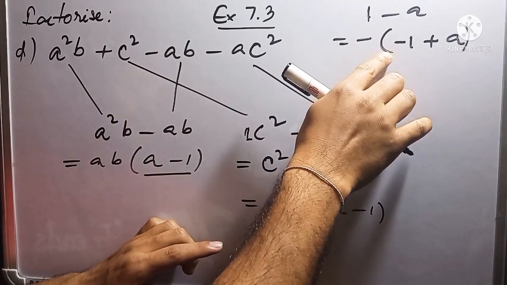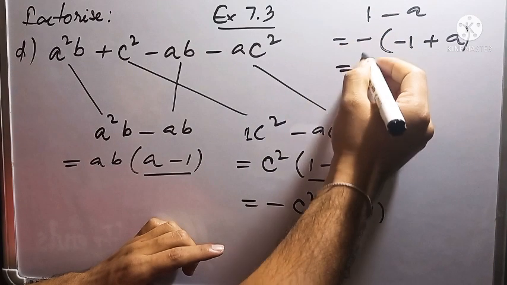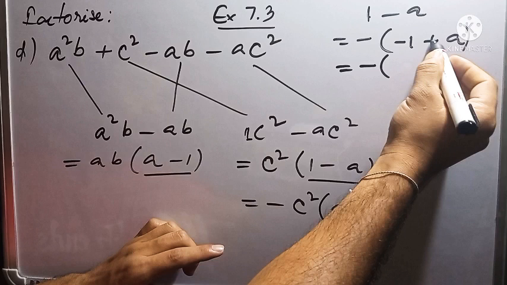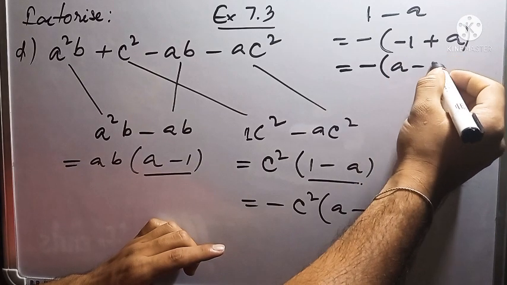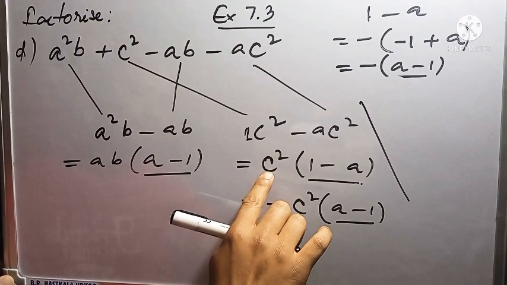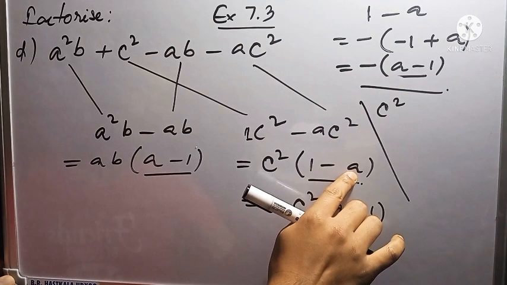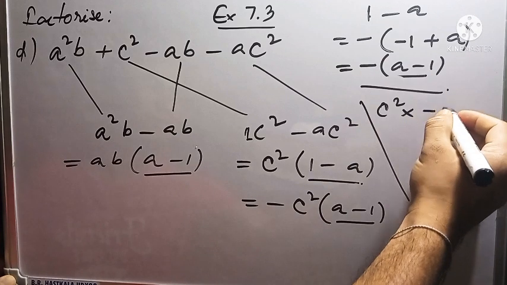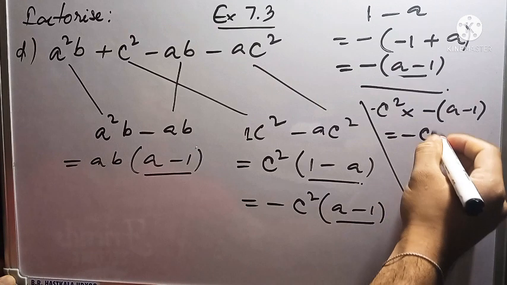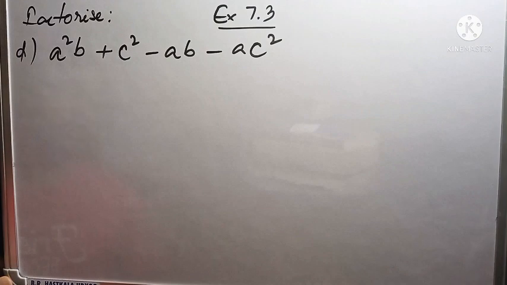If you open the bracket, minus into minus, plus. Minus into plus, minus. Now this minus I'll write here, then plus A will come first and minus 1 I'll write later. So now A minus 1. Next, this C square I'll write here. And in place of this 1 minus A whole, you can write minus of A minus 1 whole. So plus into minus, minus. Then C square, then here A minus 1 whole. This is how we get here.